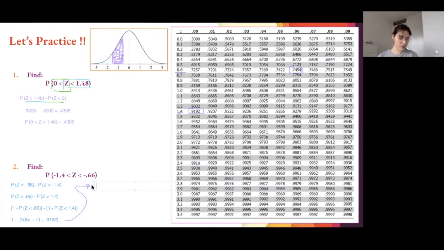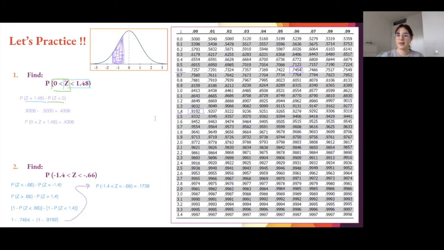Now once we do all of that math, we get the probability that z is in between negative 1.4 and negative 0.66. We get the answer equal to 0.1738. So that is basically the purple area that we drew in, the probability that z is in between negative 1.4 and negative 0.66.